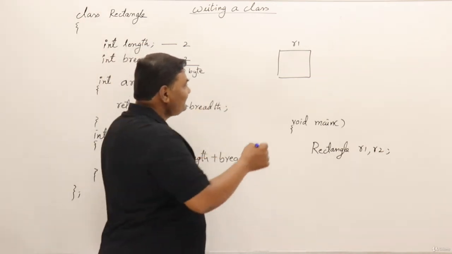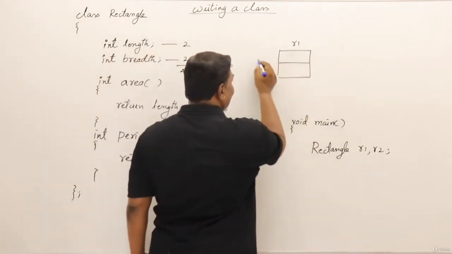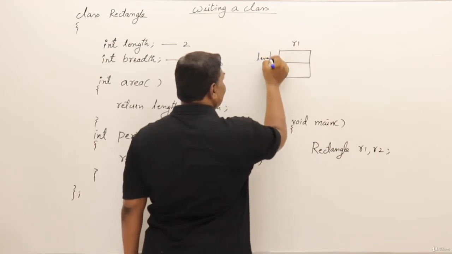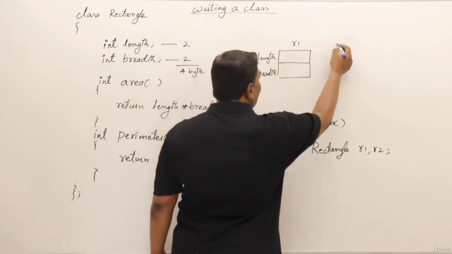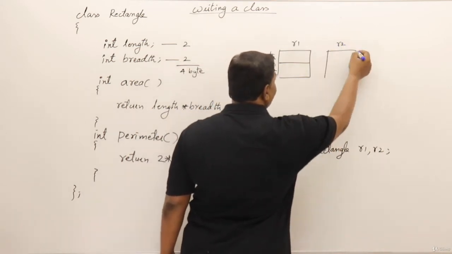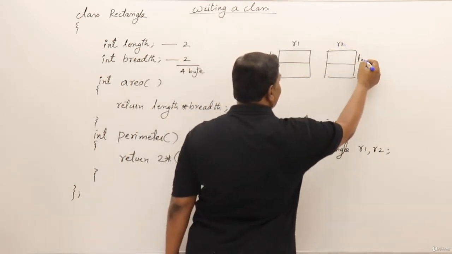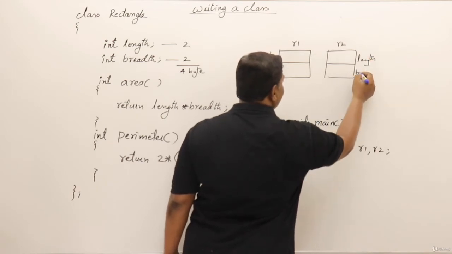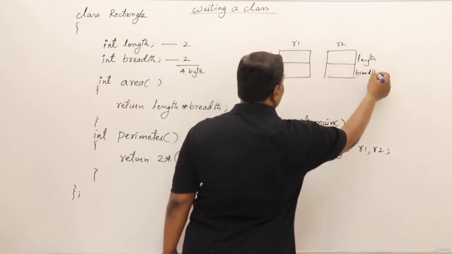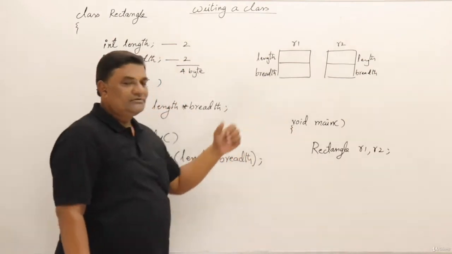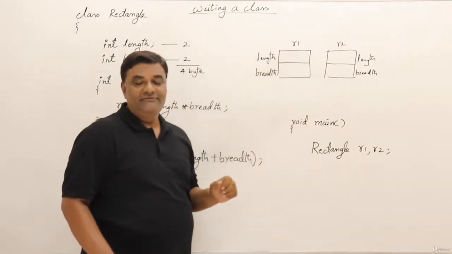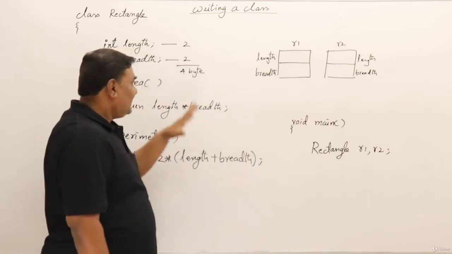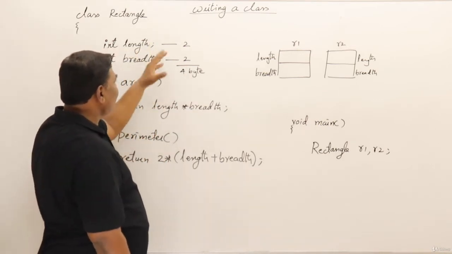So yes, this rectangle R1 will take 4 bytes: 2 bytes for length and 2 bytes for breadth. R2 will also take 4 bytes. This is length and this is breadth. That's it. So two variables are created inside the stack. Variables will consume memory of 4 bytes each, but the class will not consume. This is just the size of a class.